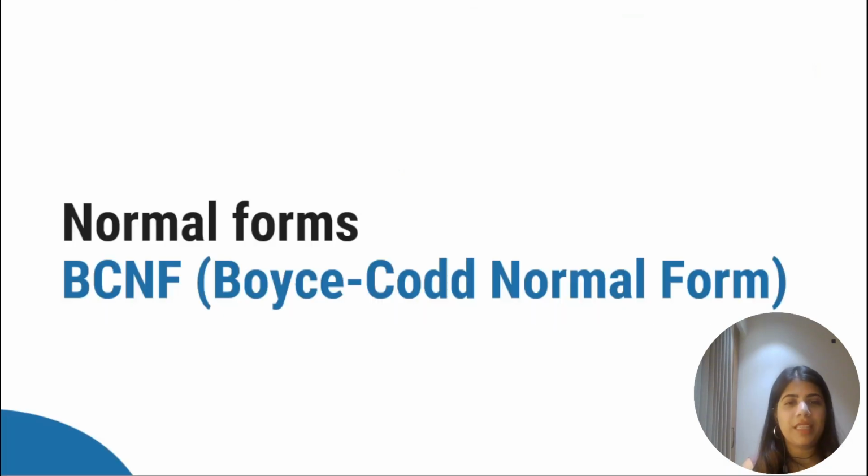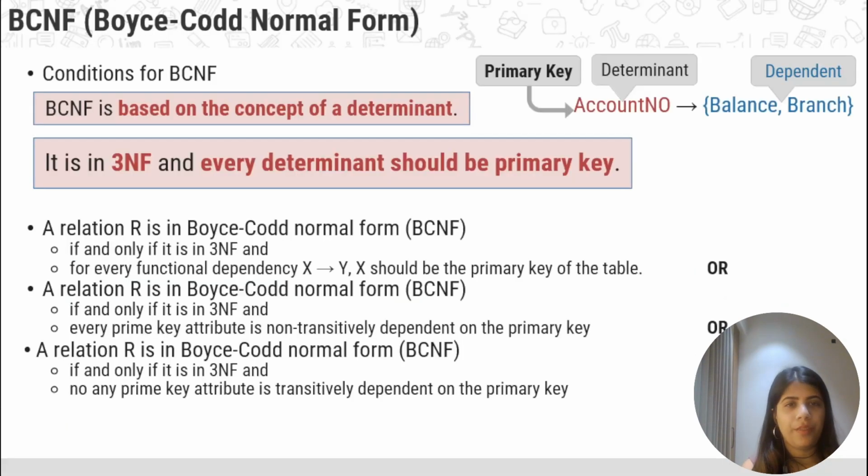Let's see the next one, BCNF, Boyce-Codd normal form. The condition is based on the concept of determinant. Who is the determinant? Account number is the determinant, and balance and branch are the dependents. So the left side attribute will be the determinant. The condition for BCNF is that the relation has to be in 3NF and every determinant should be a primary key. A relation R is in BCNF if and only if it is in 3NF, and for every functional dependency X determines Y, X should be the primary key.